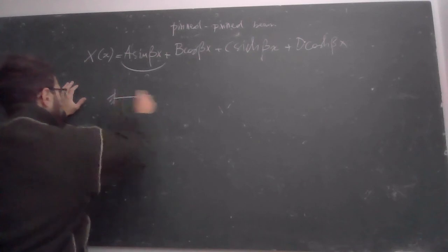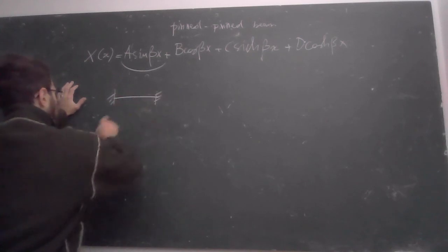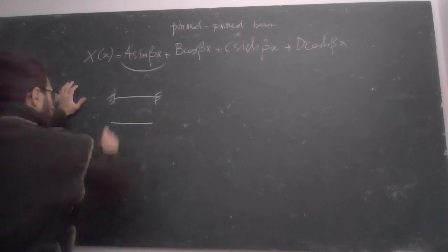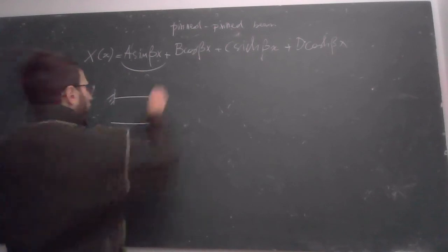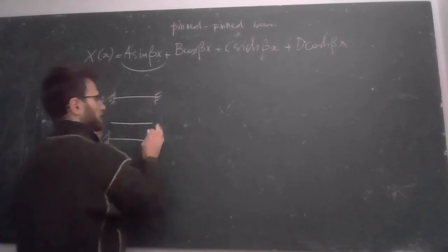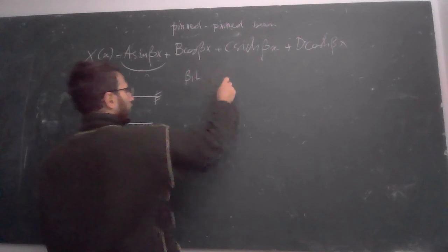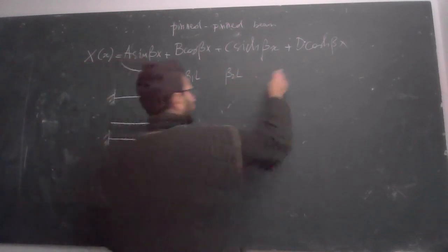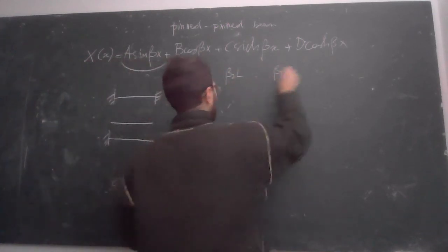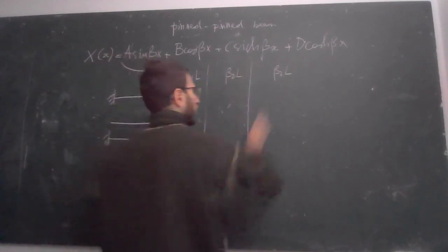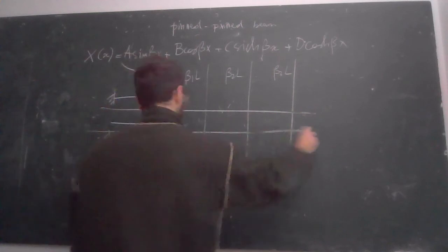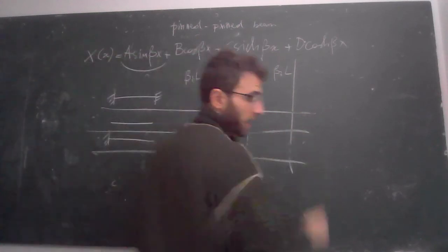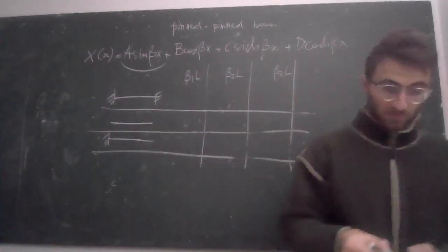We have this one, we have this one, we can have this one. Corresponding to each case, we have beta 1 L, beta 2 L, or beta 3 L. We have the numerical solutions. The tables are like this. I will find a table for you.